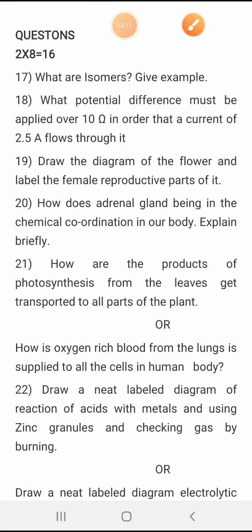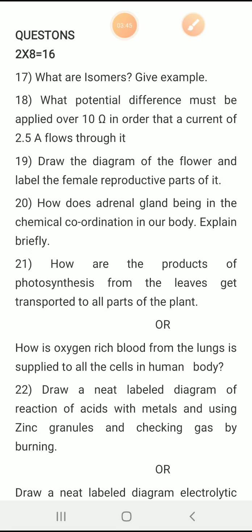So the next question is, draw the diagram of a flower. Do you know how to draw the diagram of the flower? Kindly draw the diagram neatly and label the female reproductive part of it. Next question is, how do adrenal glands bring about chemical coordination in our body? Explain briefly. This is also a question pertaining to biology.